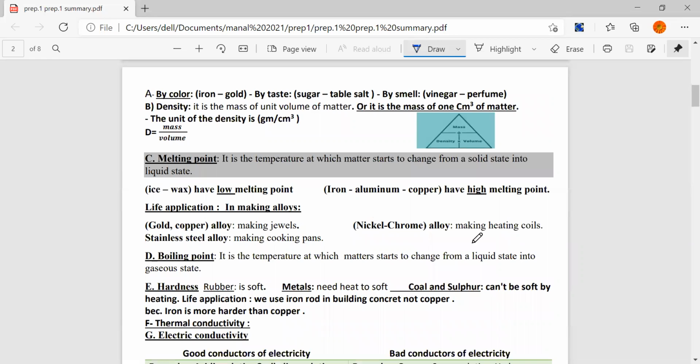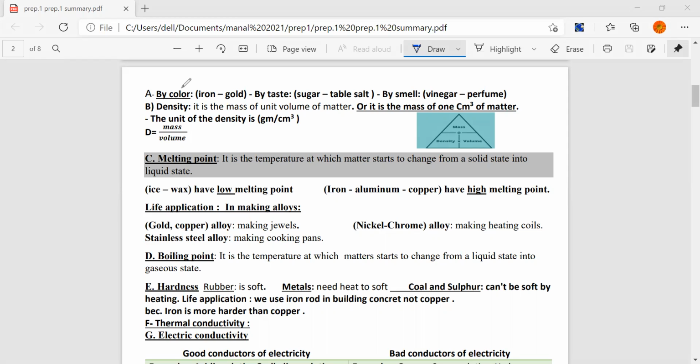Matter is everything that has mass and volume, or we can say matter is everything that has mass and occupies space. We can sort matter by physical or chemical properties. Sorting means differentiating between matters according to their physical properties or according to their chemical properties. Now we start with physical properties.